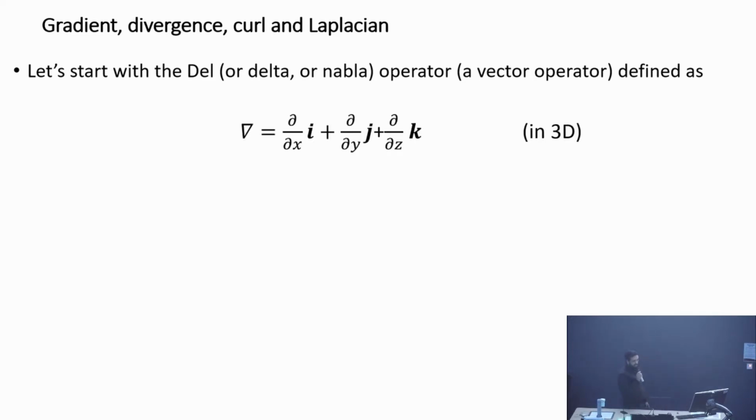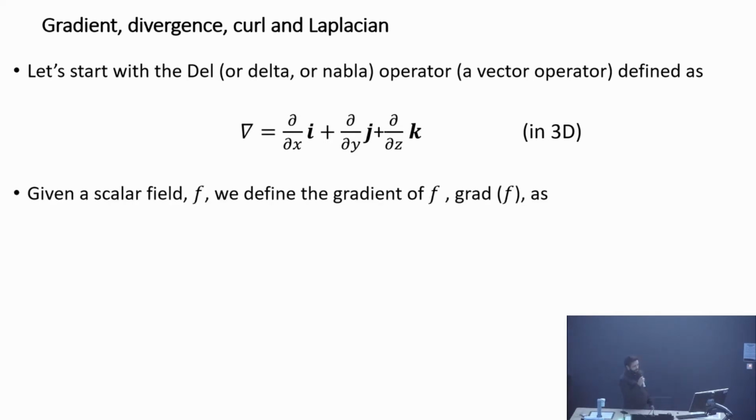In 3D, that's defined as the upside-down triangle, which is the partial derivative by x times i, plus partial derivative by y times j, plus partial derivative by z times k, right? So it's obviously a vector operator. It's a vector itself. Now, why do we need this? Because we will use it on functions, whether they are vector fields or scalar fields.